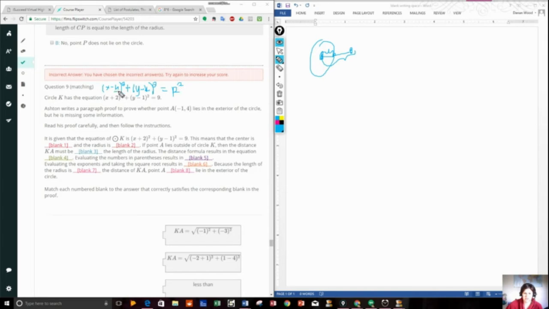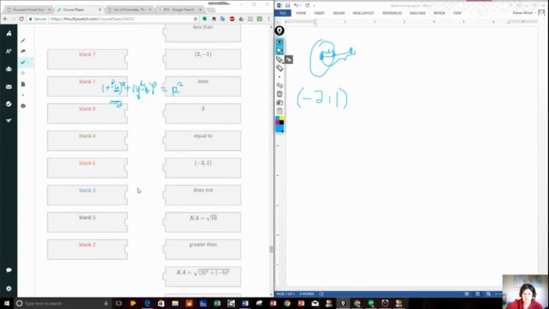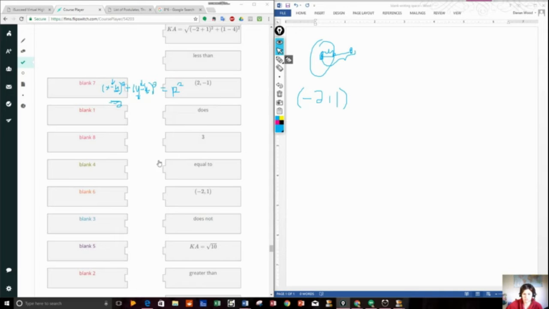So our center is right here. And since this 2 is positive, I know that since in the generic equation there's a negative there, this had to be a minus a negative 2 in order to become a positive. So I know that my center point is going to be (−2, 1), because that negative sign is built into the general equation. So blank 1 is the center of (−2, 1).